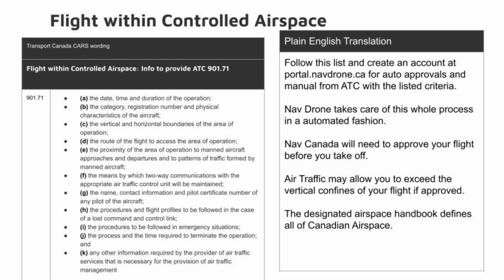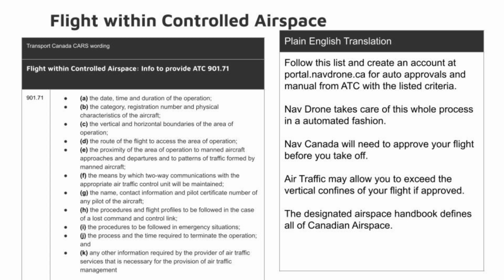So 901.71 covers information that you need to provide air traffic control with flight in controlled airspace. So here's my plain English translation. Follow this list and create an account at portal.navdrone.ca for auto approvals and manual approval from ATC with the list of criteria, as you see in 901.71. NavDrone takes care of this whole process in an automated fashion.